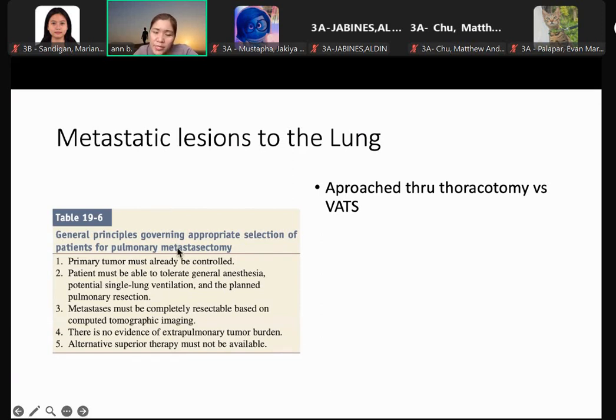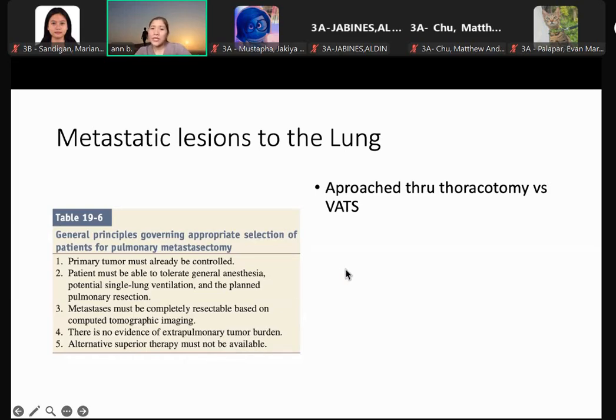So these are the general principles governing appropriate selection of patients for pulmonary metastasectomy. Be sure to note this one. The primary tumor must already be controlled. The patient must be able to tolerate general anesthesia, potential single lung ventilation, and planned pulmonary resection. Again, we need to be careful with these kinds of patients because they are stage 4 cancer patients already. Most of them have limited pulmonary reserve already. The metastasis must be completely resectable based on CT imaging. There is no evidence of extrapulmonary tumor burden. An alternative superior therapy must not be available.